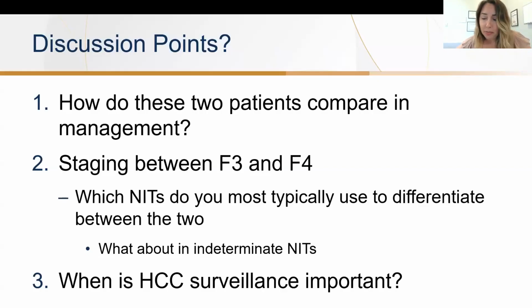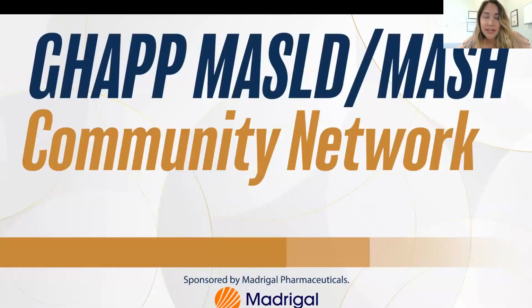And then if you have indeterminate non-invasive tests, this is where your liver biopsy still comes into play and oftentimes has to be sort of the tiebreaker, where histologically you need that evidence and that data to say truly, F3 or F4, if your non-invasive tests are incongruent. And then certainly HCC surveillance is important in anyone with cirrhosis.